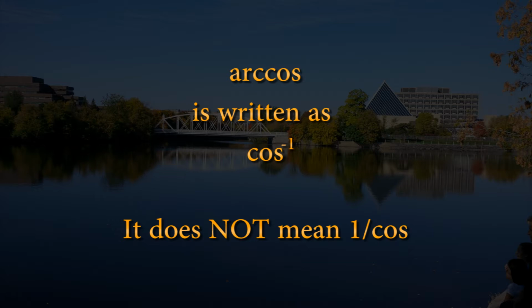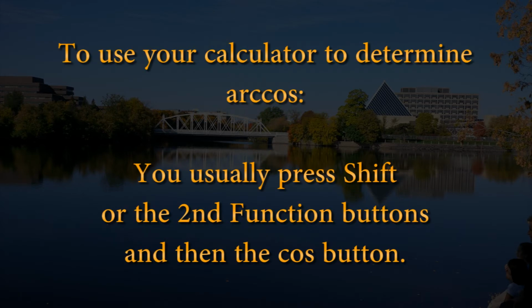Now in previous units we've seen when we had a negative exponent, that meant that we did 1 over whatever number we were working with, or if we were working with a fraction, we turned the fraction upside down. Keep in mind, it does not mean 1 over the cosine in this case. It has a different connotation. To use your calculator to determine arccos, you usually pressed Shift or the second function button on your calculator and then the cos button.